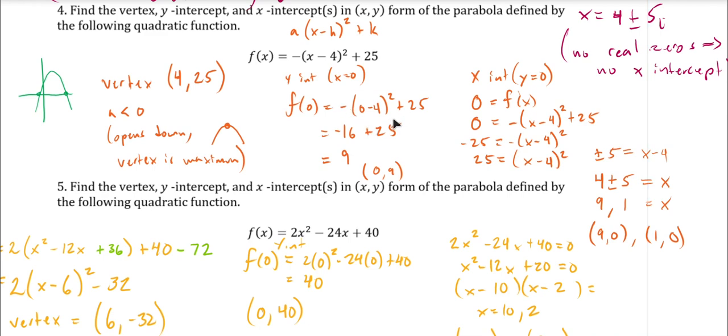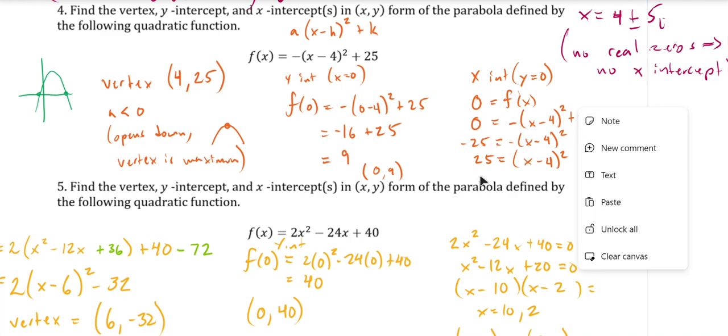For a y-intercept, we just have to plug in 0. Plug in 0, evaluate it, we wind up with 9, and so this has a y-intercept of (0, 9). But when we want to solve for the x-intercepts, we have to solve the equation 0 is equal to f of x, which is defined this way.